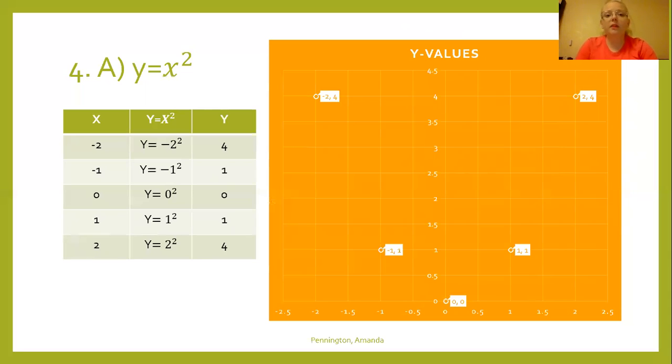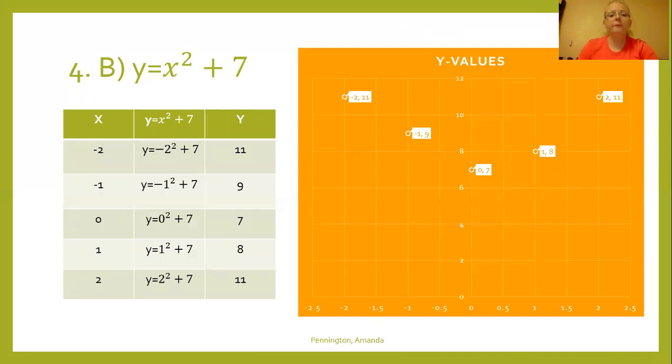So for our first one, we have the equation y equals x squared. We plug those in, we get negative 2 squared is 4, negative 1 squared is 1, 0 squared is 0, 1 squared is 1, and 2 squared is 4. So those points are plotted on the graph, and we can see that. Okay, and so like I said, we're going to graph all 3 of them at the very end after we solve them.